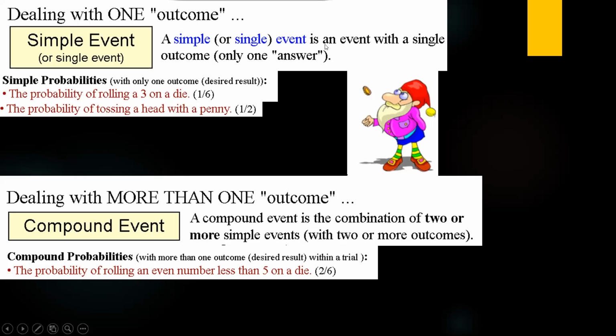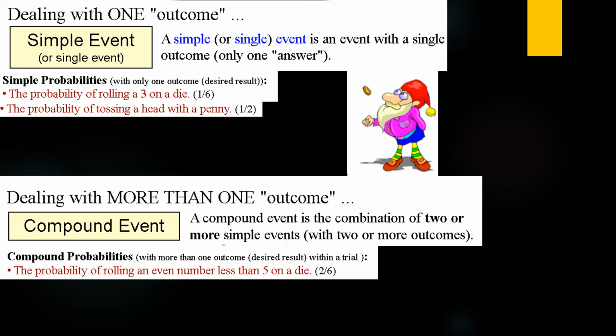Today we are going to deal with more than one outcome, with 2 or 3 outcomes. If we have more than one outcome, we call this event a compound event. So a compound event is a combination of 2 or more events.